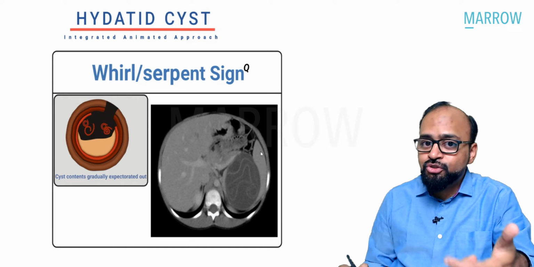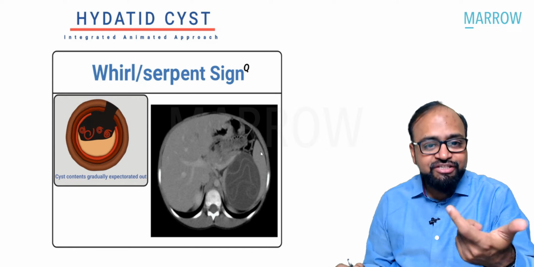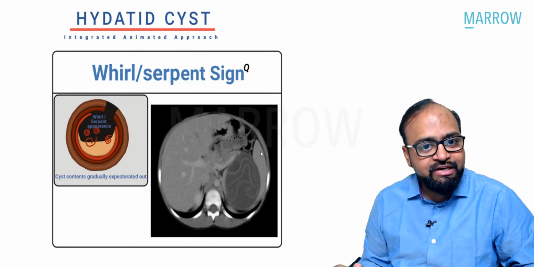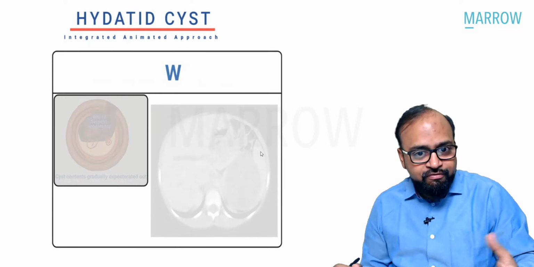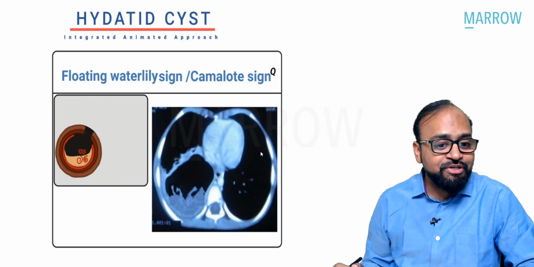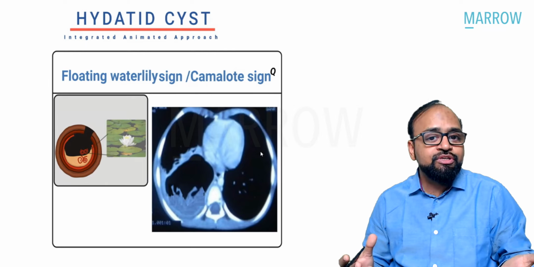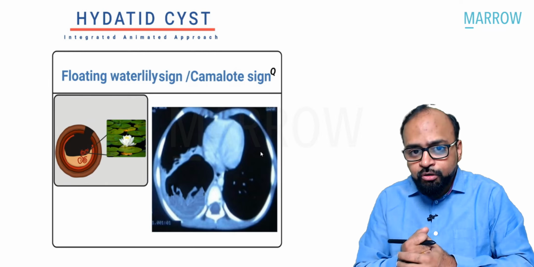A few of these whorls or membranes may get arranged in the form of petals of a flower on the surface of the fluid within the hydatid cyst, right? These petals of the flower create a classic appearance called the camalote sign or floating water lily sign. All these membranes may eventually get clumped down at the bottom of the cyst.